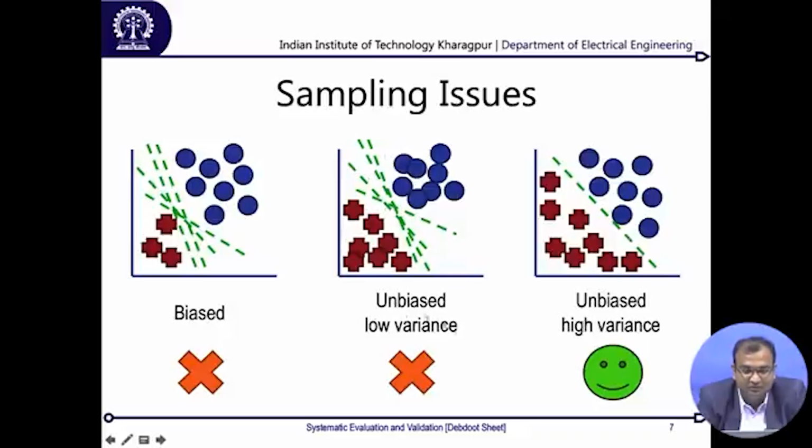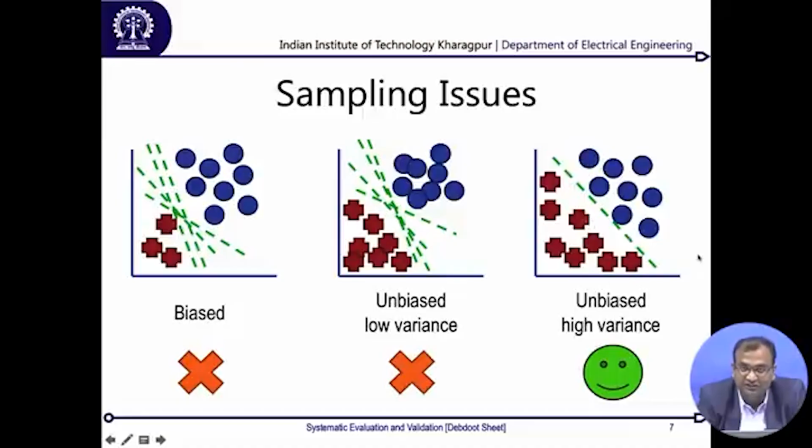Now this is a problem which happens with an unbiased data set which has low variance, whereas the best one is actually an unbiased and high variance data set, which means that your data set is spread across the whole of feature space, such that you are getting a unique classification margin, and the chances that it makes an error are much lower.